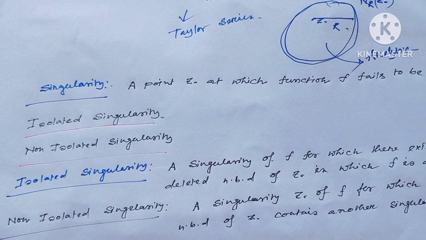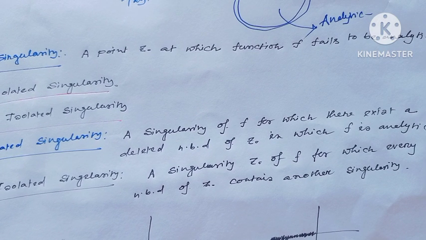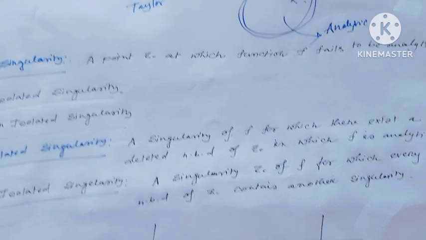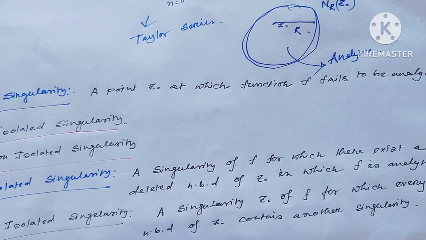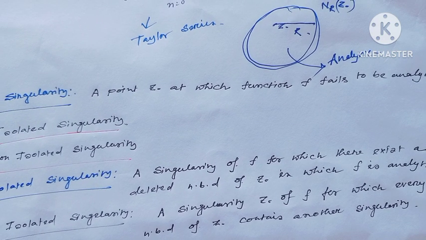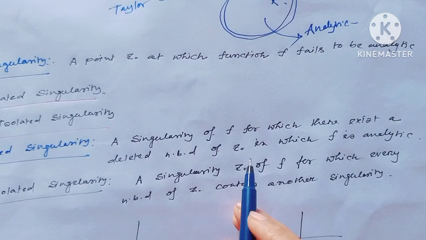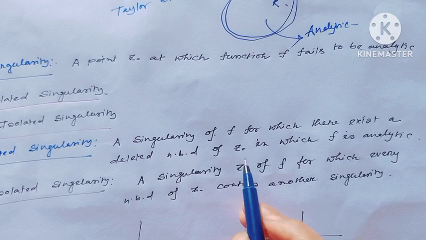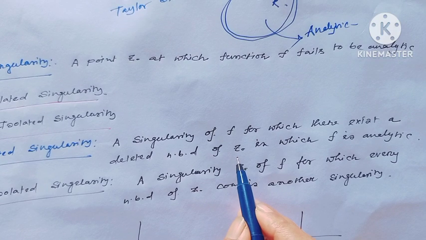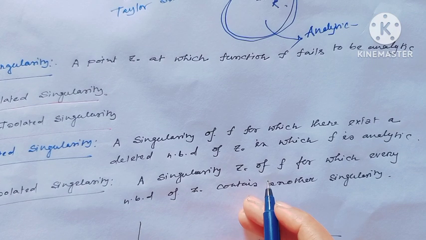What is an isolated singularity? A singularity of the function f for which there exists a deleted neighborhood. Since here I have considered the point z0 a singularity, that means the function at this point is not defined, but isolated singularity means there exists a deleted neighborhood around the point z0 in which the function is analytic.